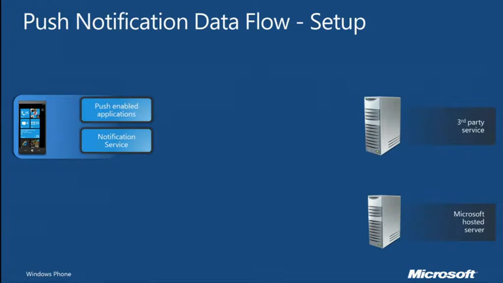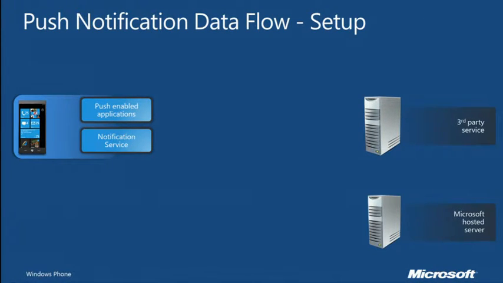There are two things that need to happen in order for that to work. The first is you have to set up that connection. You have to essentially set up a channel between your device and the Microsoft push notification service. And that channel will then be used by your cloud-based service somewhere.